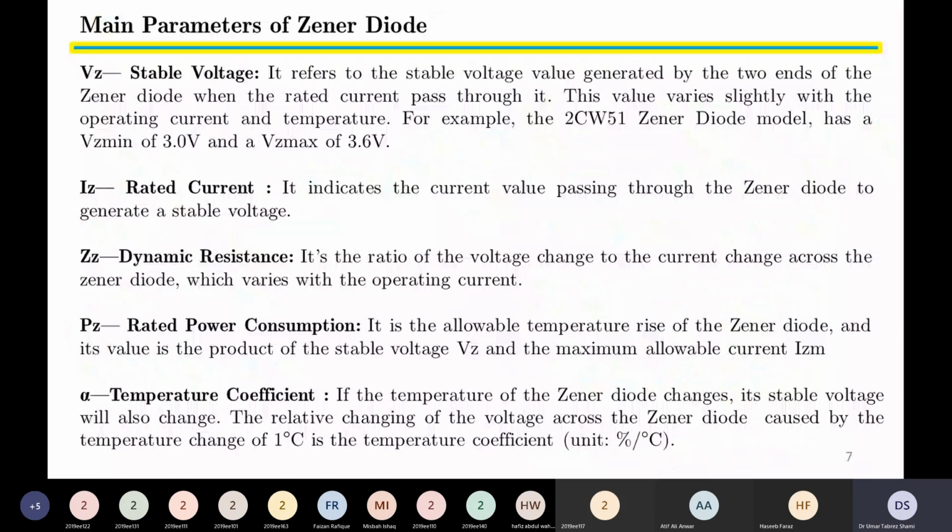Then came the commonly used parameters of Zener diode, which include Vz, which is the stable Zener voltage, and Iz, which is the rated current. It is the current which must flow through the Zener diode to get the required Zener output voltage. Then is the dynamic resistance, Zz, which is the ratio of voltage change to current change across the Zener diode. It varies with the operating current. Then is the rated power consumption. It is equal to the voltage of the Zener diode multiplied by the current passing through it. And the temperature coefficient indicates that the properties of the Zener diode will change with temperature.